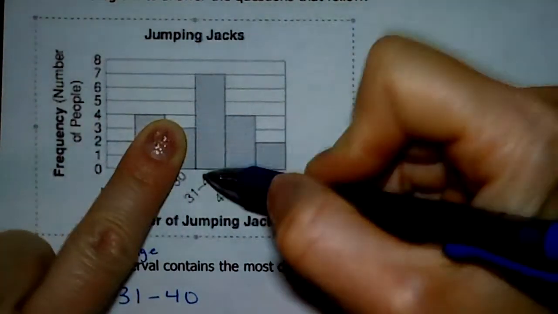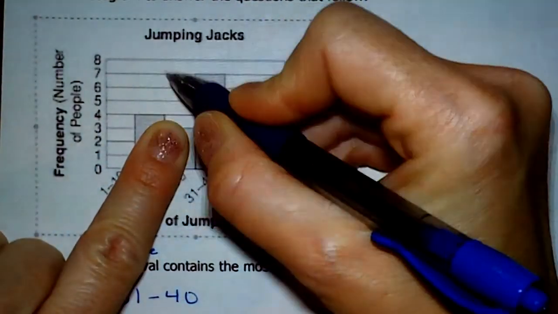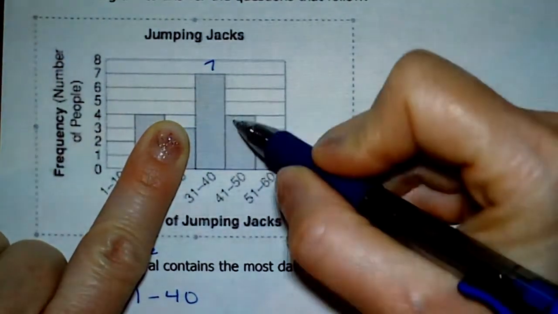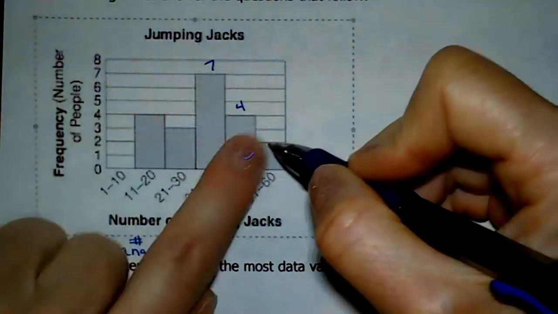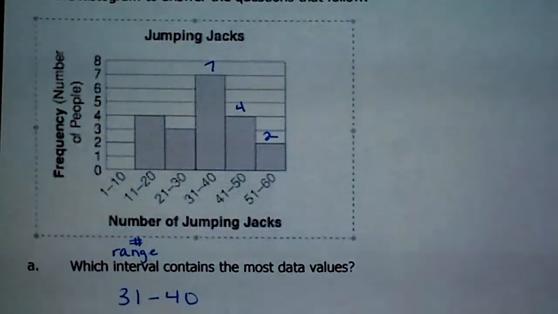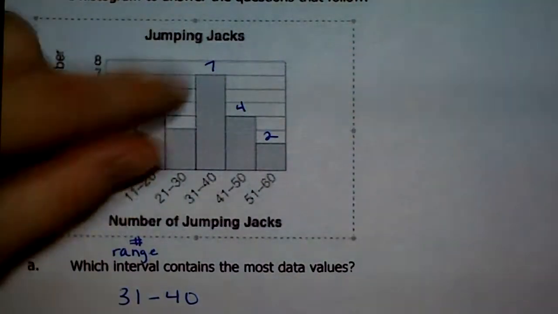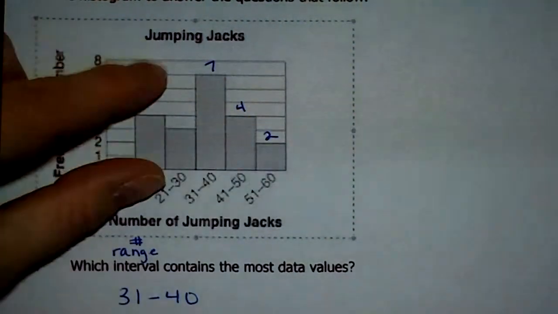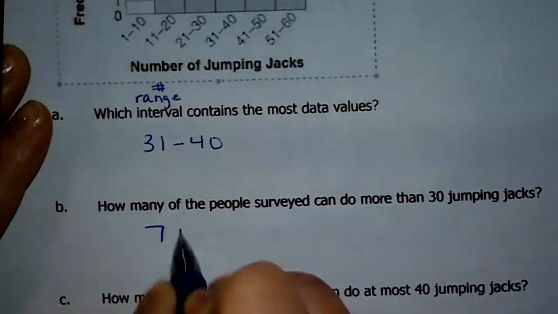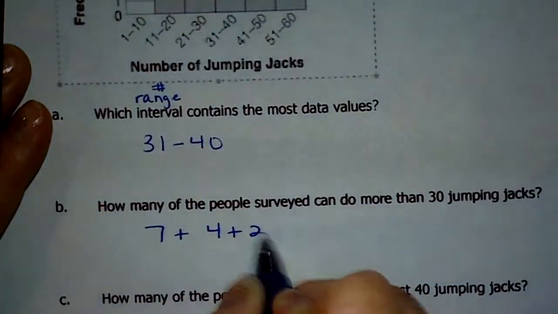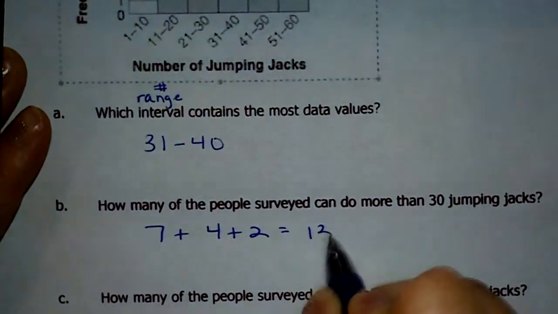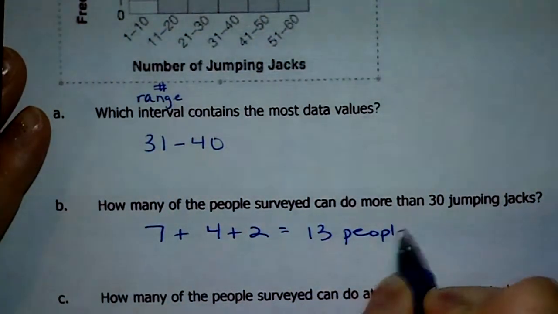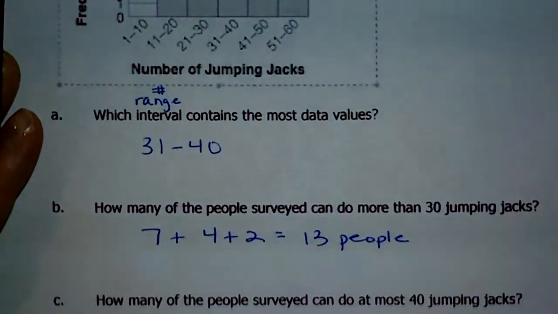Yep. So there are, if I follow over, 7 people in this one, there are 4 people in this number range. And then if you follow this over, there are 2 people in this number range. So if I want to know how many people surveyed can do more than 30, all I need to do is add those 3 bars together. So you can find that by taking 7 plus 4 plus 2. And when you do that, you get 13. So 13 people surveyed can do more than 30 jumping jacks in a minute.